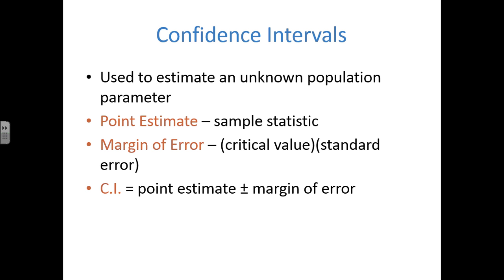Now, confidence intervals are what we're going to use to estimate this unknown population parameter. It consists of three components: the point estimate, which is the sample statistic, a margin of error, because we're not saying that the population parameter is exactly equal to the sample statistic, but that it's within a certain margin of error of this sample statistic. And then we have the confidence interval, which incorporates that point estimate plus or minus this margin of error.